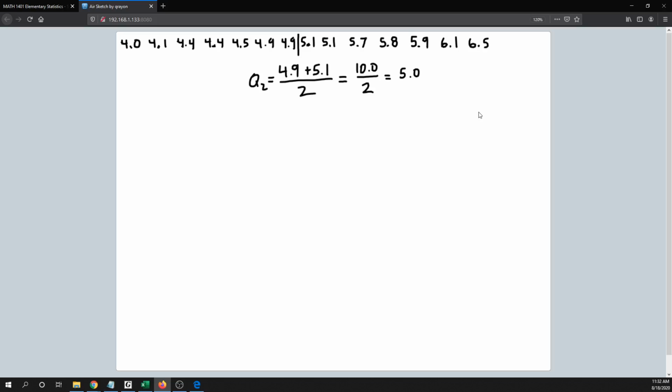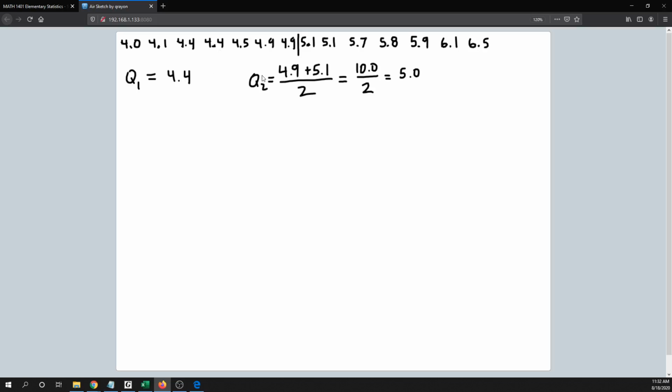Next up then is we're going to look at the median of this lower half, and that will be Q1. So on this lower half, I have 1, 2, 3, 4, 5, 6, 7 observations, right? So the median would be that number that is right in the middle, right? Because we have an odd number in the lower half. So the median of that lower part of the data set would be 4.4. Okay.